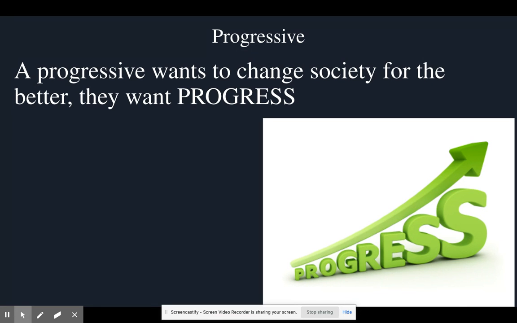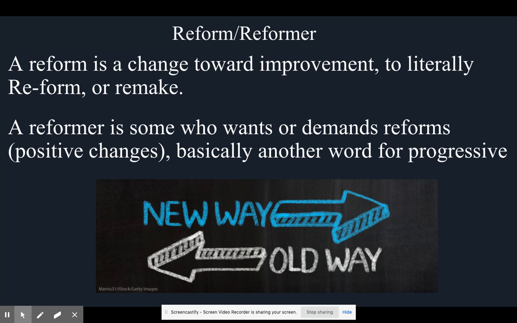So it's an upward trend, and they want to change it for the better. So that's what progressive means. And then reform or reformer. A reform is a change toward improvement, to literally reform or remake is what it means. And then a reformer is someone who wants or demands reform, so positive change. So someone who wants or demands positive change, basically another word for progressive. So someone who is a reformer is someone who wants positive change, and a reform is a change toward improvement.